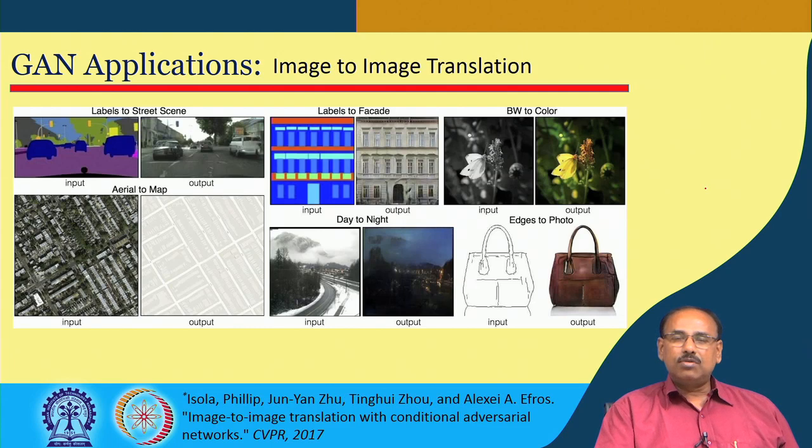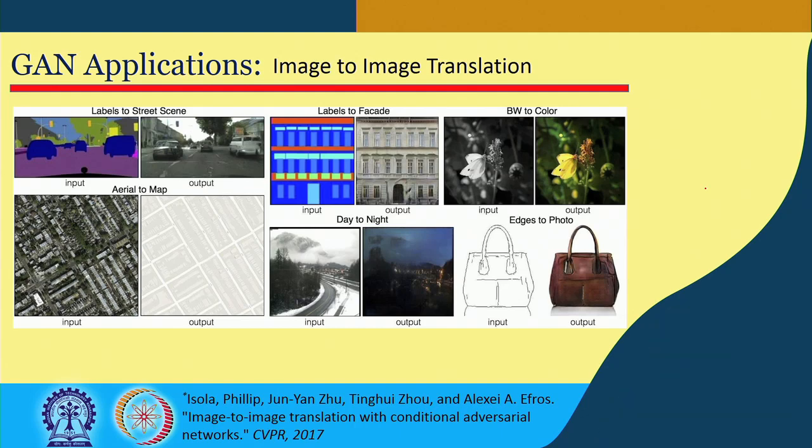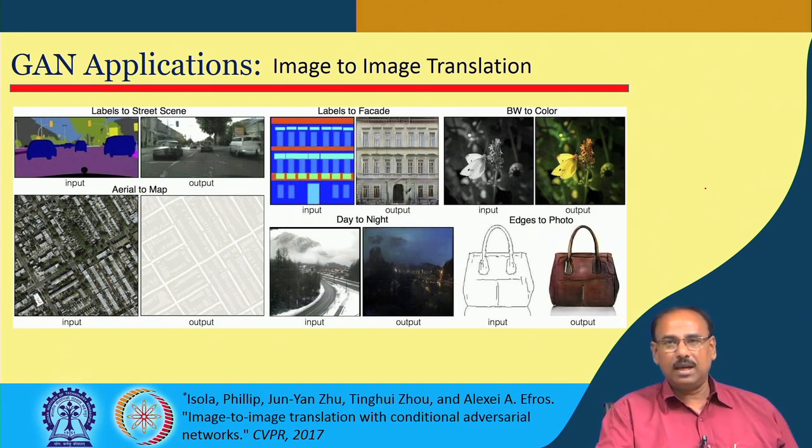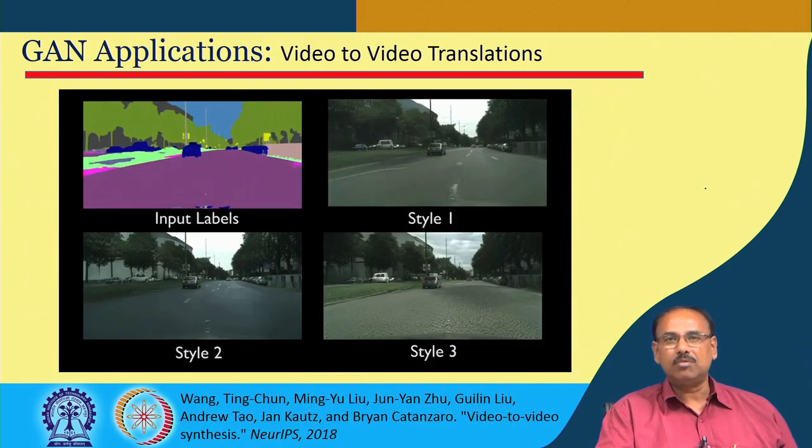It has also been used for image to image translation. This is a CVPR paper in 2017, where, given the semantic segmentation of a scene, using the generative adversarial network, it is possible to synthesize real looking images. Similarly, from the input labels, you can also generate real looking images. Given black and white or grayscale images, you can generate color images. So, all these are possible using this generative adversarial network.